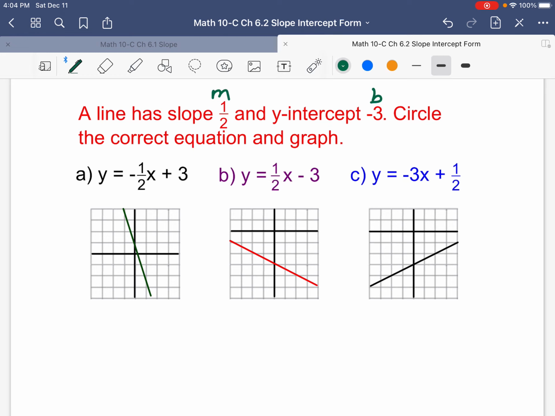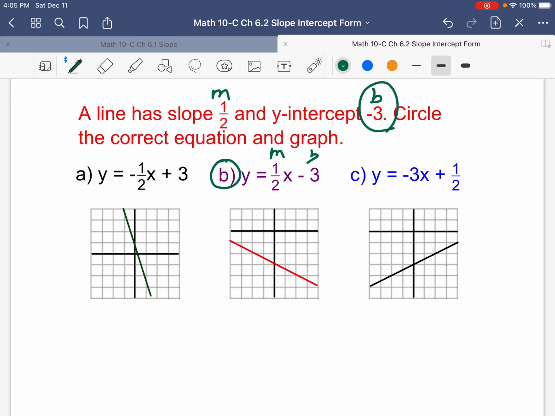A couple more questions. A line has the slope m of 1 half and a y-intercept b of minus 3. Circle the correct equation and graph. Now, which one has minus 3 right here? That's m of 1 half and b. So that's the correct equation. Now, which is the correct graph?